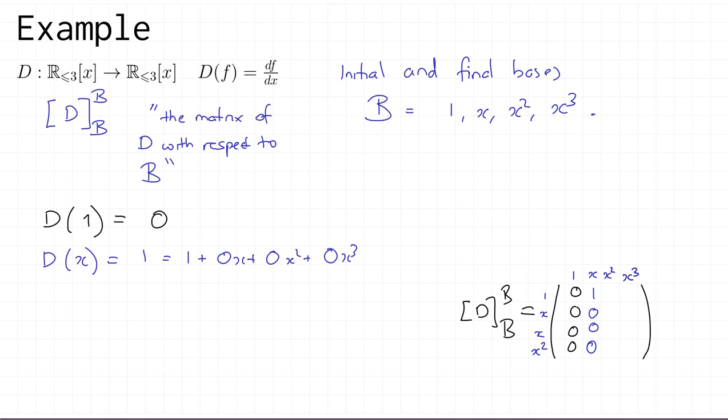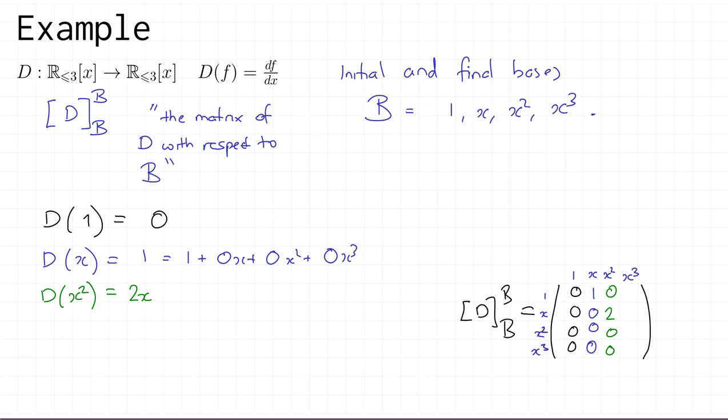Okay, next one, d of the third basis element, d of x squared is 2x, so that is 0 times 1 plus 2 times x plus 0 times x squared plus 0 times x cubed. I can see I've not quite got my labels right there, have I? That should have been x squared and x cubed.